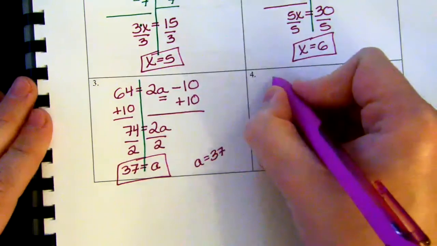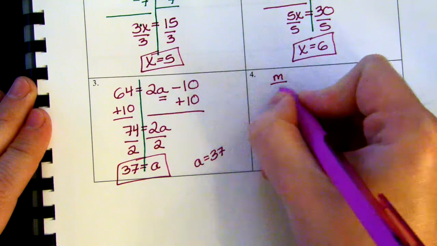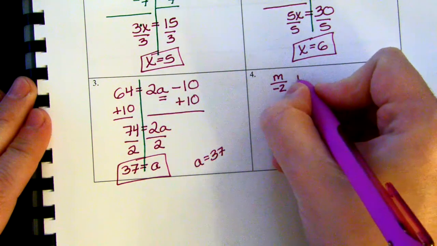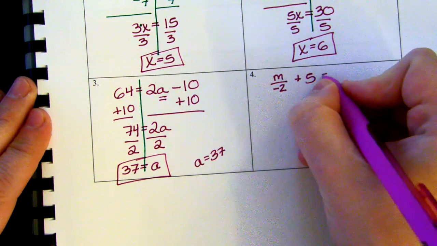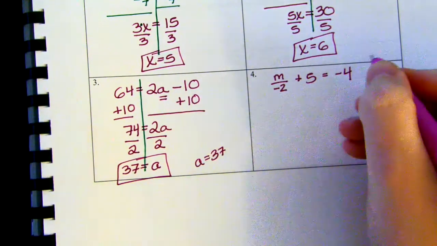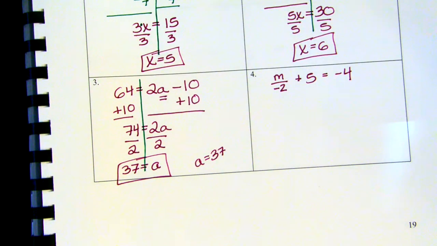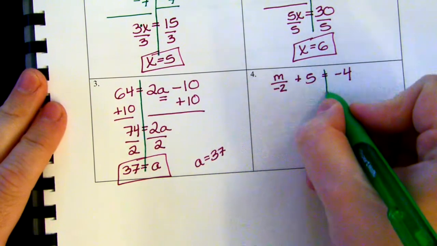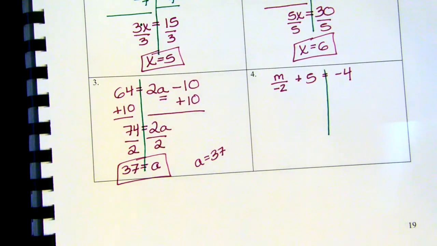In number 4, m over negative 2 plus 5 equals negative 4. I'm going to draw my line through the equal sign. What do I need to get rid of first? The negative 2 or the plus 5?